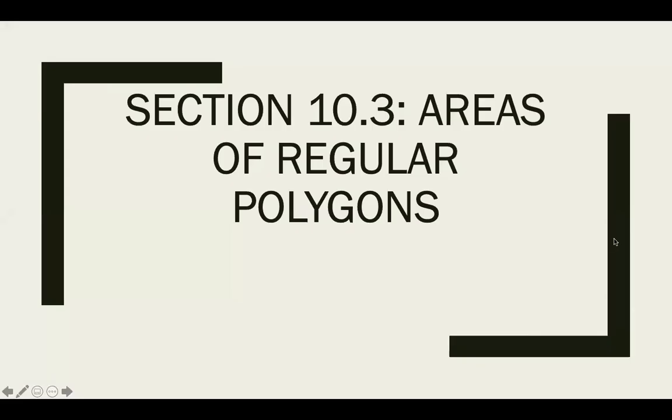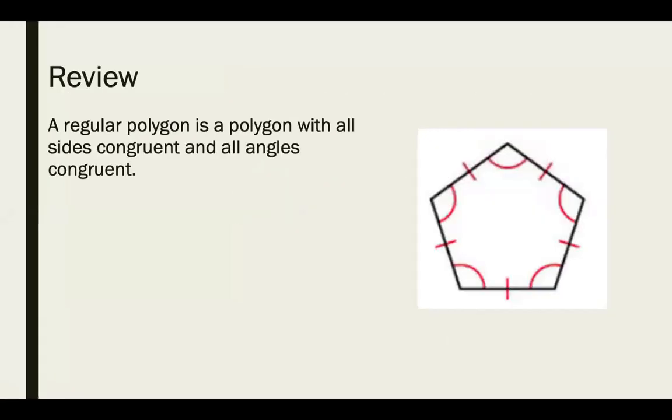All right, chapter 10, section 3 is all about finding the area of regular polygons. So first, a review on what it means for a polygon to be regular. It's just a polygon with all sides congruent and all angles congruent. We talked about this a couple months ago. Just reviewing that definition, all the sides are the same and all the angles are the same.